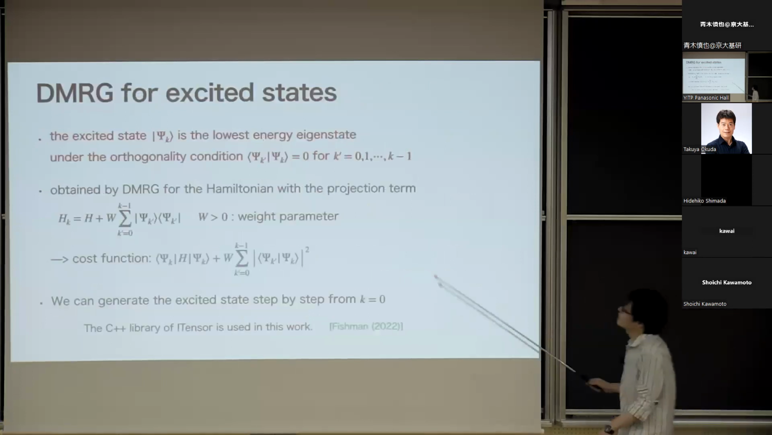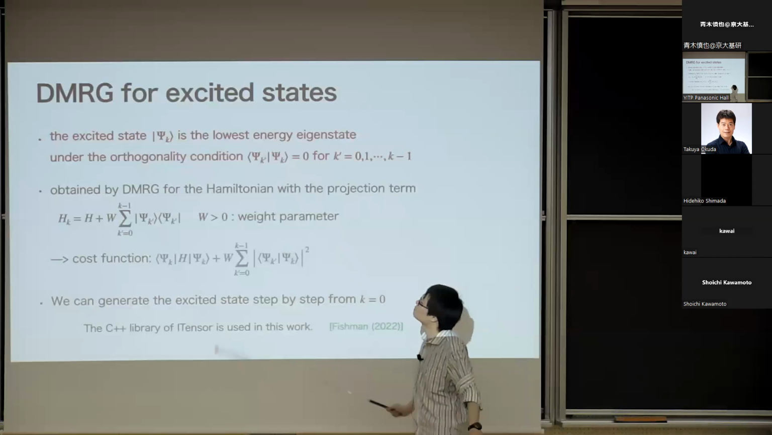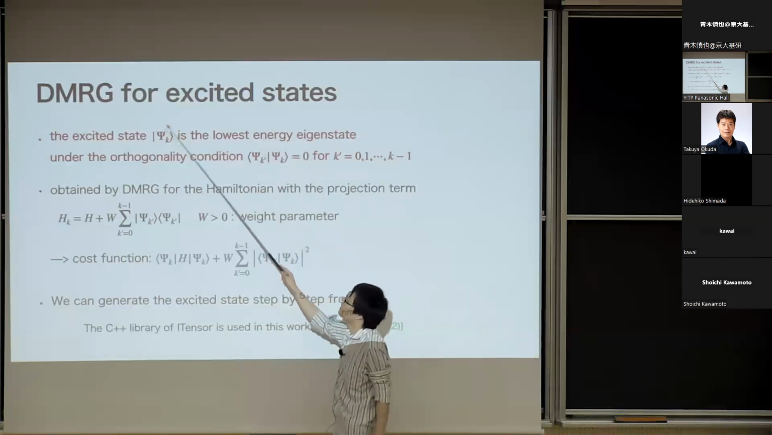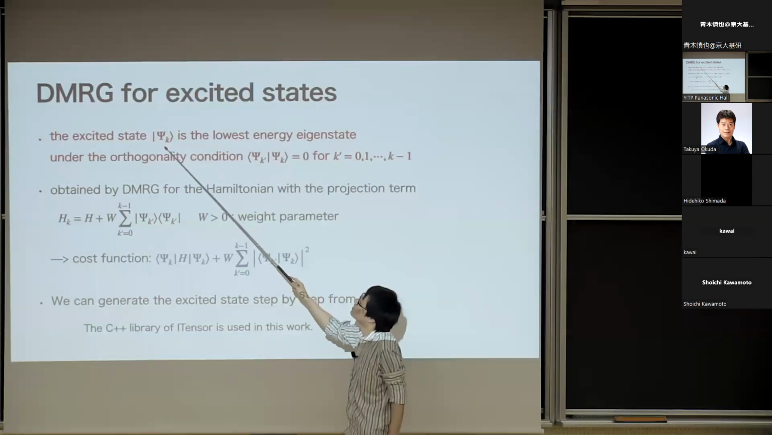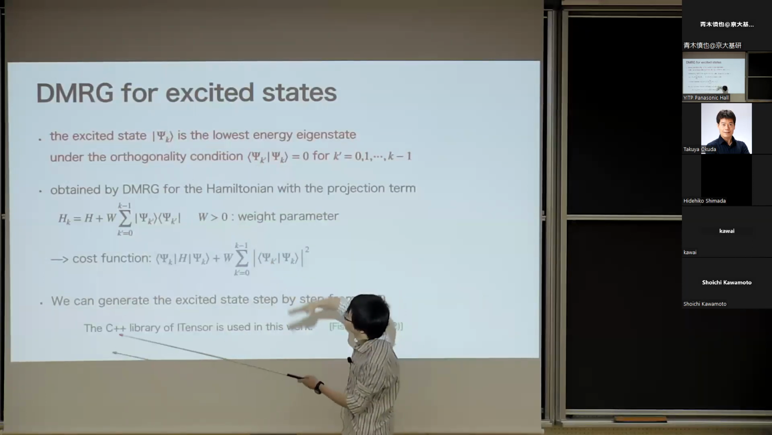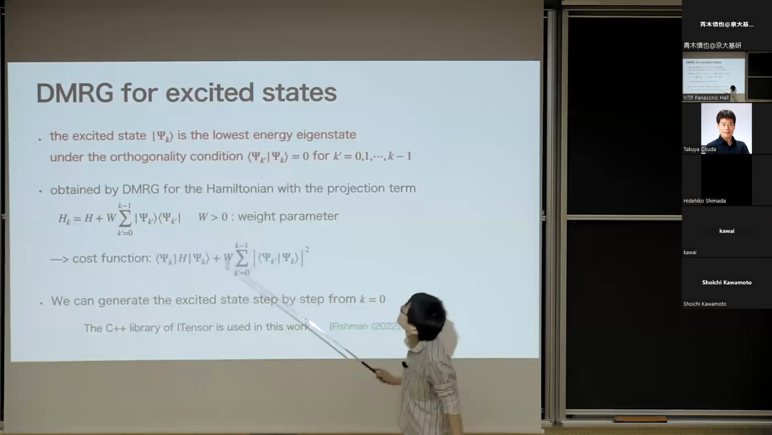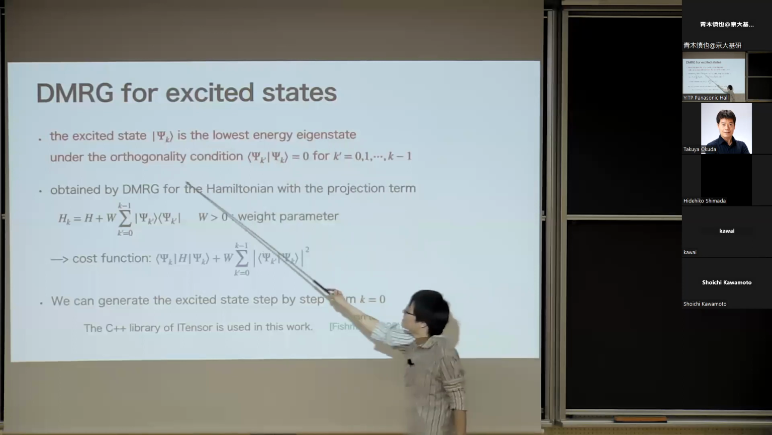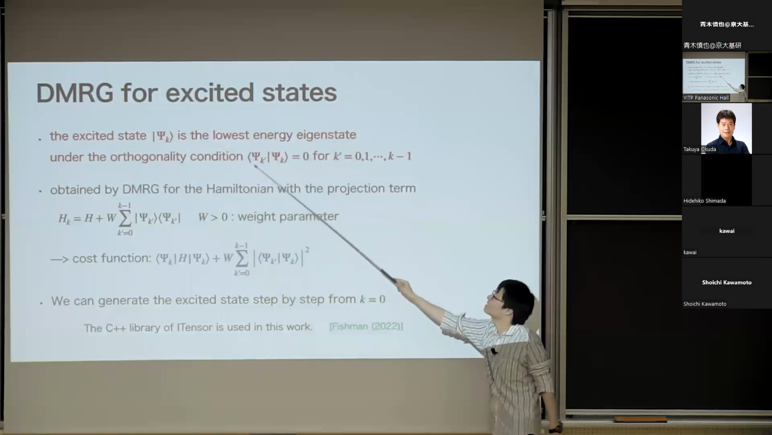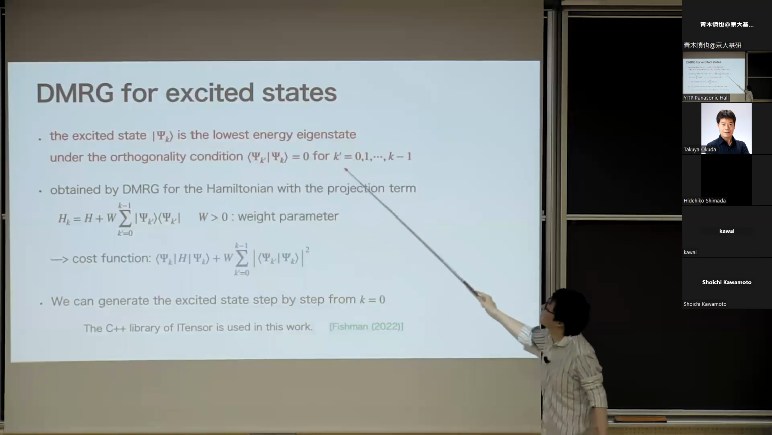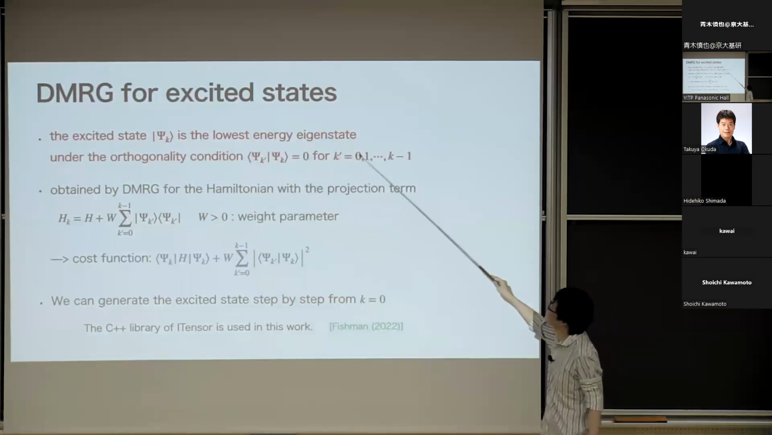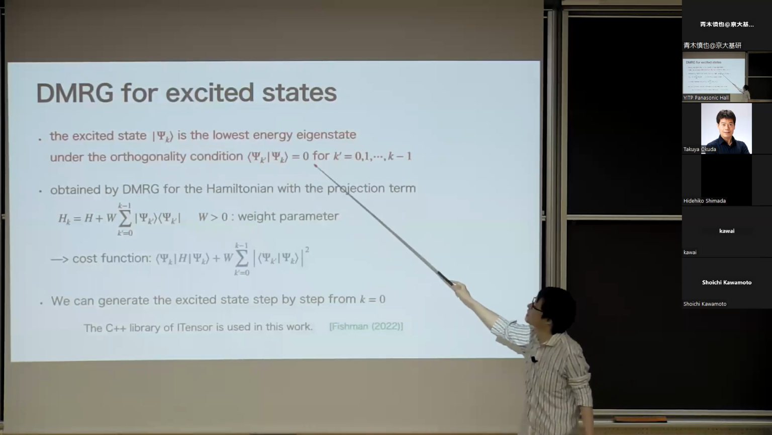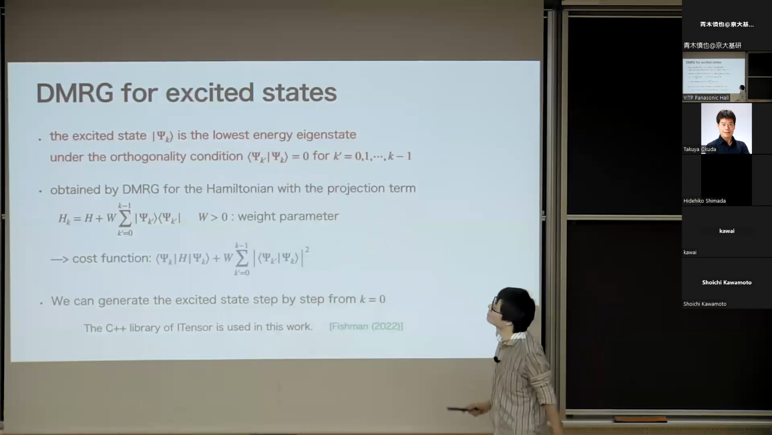So let me explain how to obtain the excited state. The excited state, I denote psi k. K is the index of the level. The excited state is the lowest energy eigenstate under the orthogonality condition. This. K prime is a level lower than K. So psi K is orthogonal to any state lower than the K state.